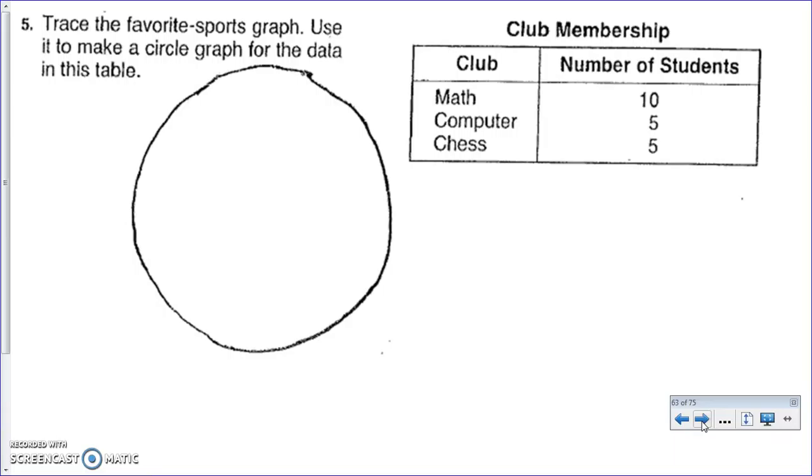So the first thing we're going to do is draw a line through the middle of the circle and label the right side math with 10 students. Then for computer and chess, we can see that each have 5, which is 1/4 of the total because there are 20 students. So we're going to divide the remaining half in half again. So computer and chess each get 1/4 of the graph.